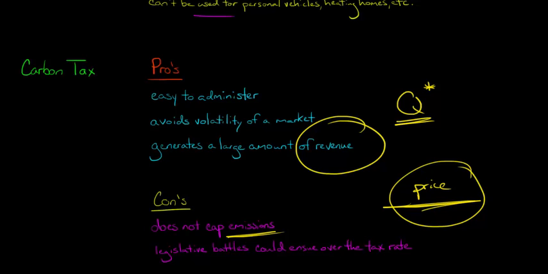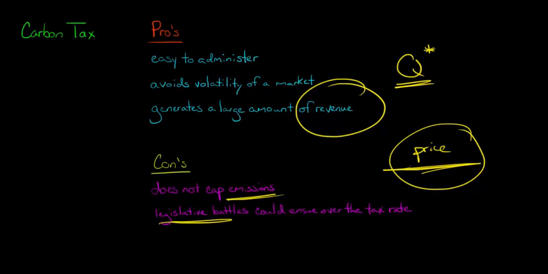And then also, even though it's easier to administer the tax than it is to set up an entire market for cap and trade, there's still the issue of legislative battles, of people fighting over what the tax rate should be, who should be exempt, and so forth. So really, the important thing to remember is that both the carbon tax and cap and trade are both trying to bring about the socially efficient quantity of emissions in theory, and they can both do that.